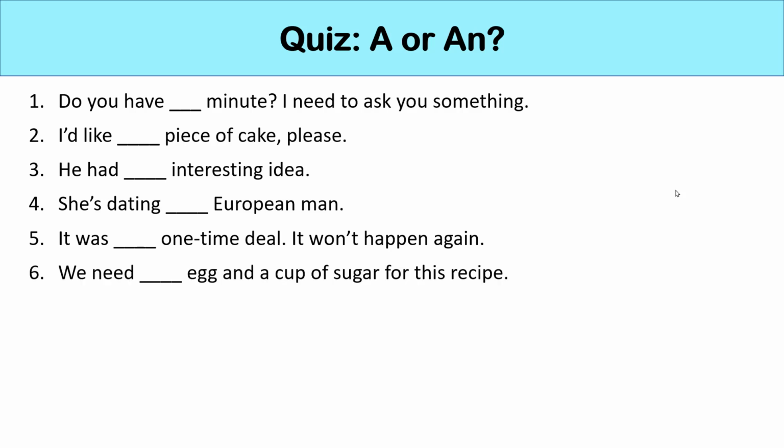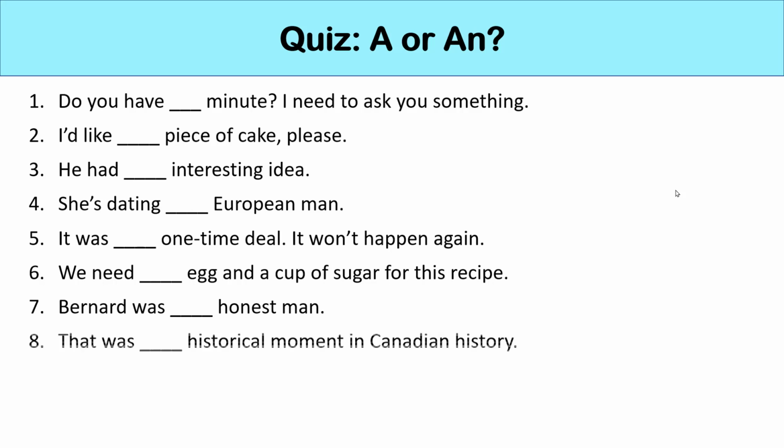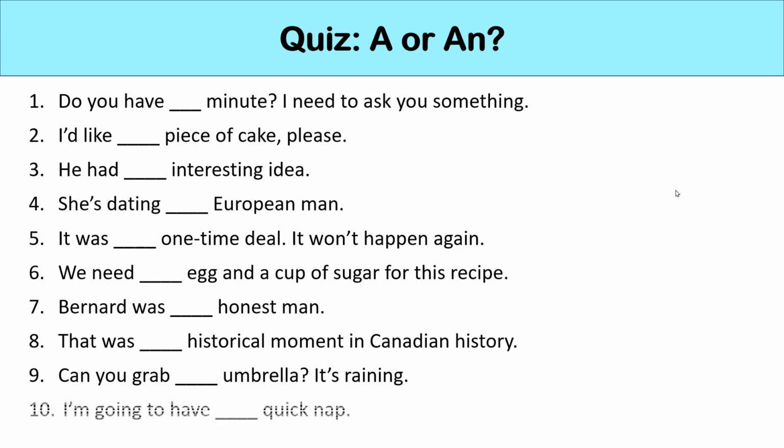6. We need an egg and a cup of sugar for this recipe. 7. Bernard was an honest man. 8. That was a historical moment in Canadian history. 9. Can you grab an umbrella? It's raining. And finally, question 10. I'm going to have a quick nap.